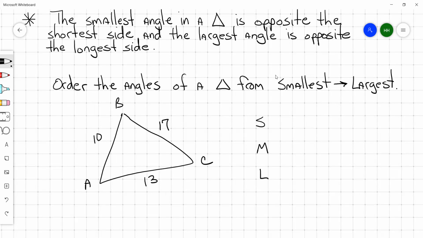The smallest angle is opposite the shortest side. So if 10 is the shortest side, if AB is 10 units long, then angle C is going to be the smallest angle. So your smallest angle is angle C.